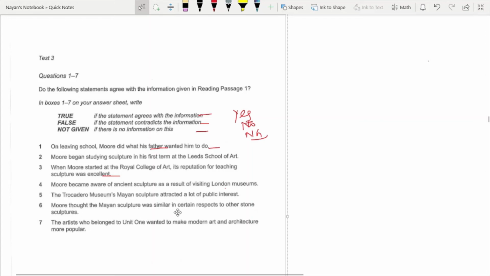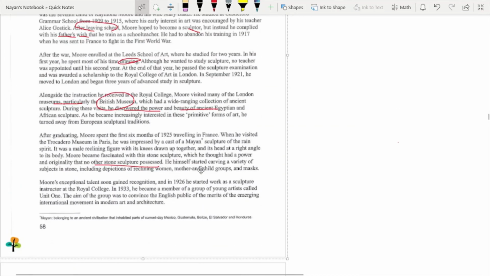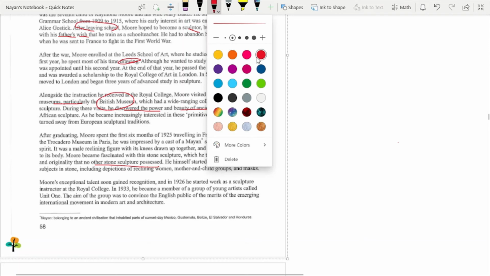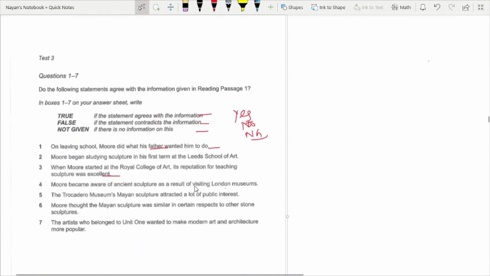Murray thought the Mayan sculpture was similar in certain aspects to other stone sculpture. This information is one that I have read right now. In the question they are saying it's resembling other sculpture, and here what they have mentioned is that no other stone sculpture possesses this. So this is unique. So this is going to be your false. Now let's see the next one.